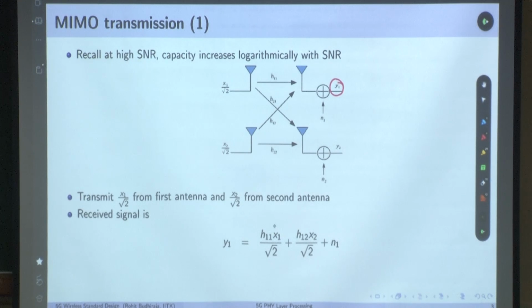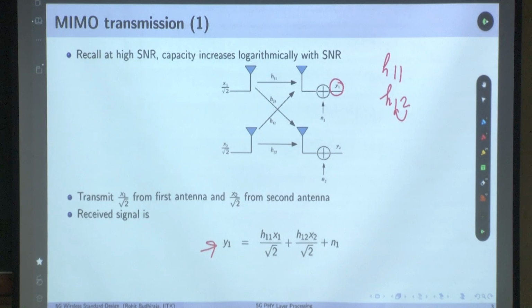So, the signal from the first transmit antenna gets multiplied by H11, and the signal from the second transmit antenna gets multiplied by the channel from the second transmit antenna to the first receive antenna. Just to make sure we have got it, what is H11? The channel from the first transmit antenna to the first receive antenna. What will be H12? The channel from the second transmit antenna to the first receive antenna. So, that is what is happening here. This is the signal being received at the first receive antenna.